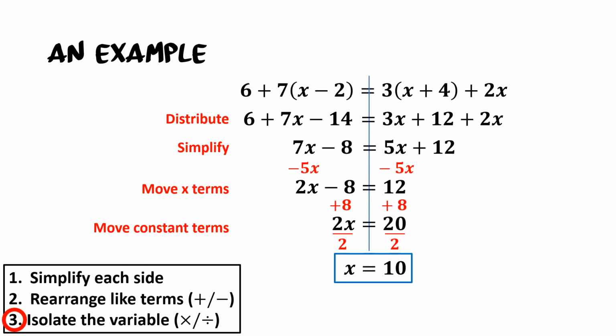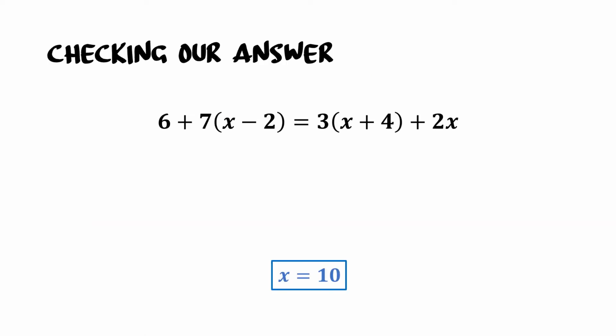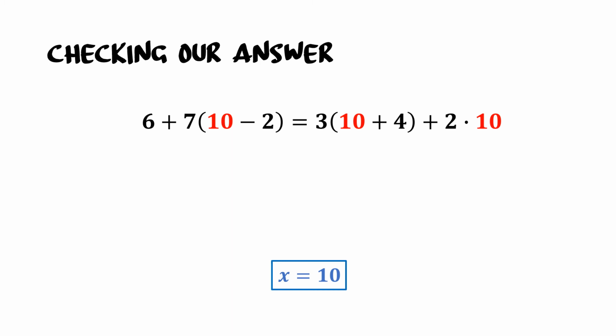This problem had several steps so that I could show you the entire method, but not every problem will use all of these steps. Remember that an equation must always have the same value on both sides. So this means we can check our answer by replacing its value into the original equation. Let's find all the x's in the original equation and replace them with 10. Follow the order of operations here. And if we end up with a true statement, that means we found the right answer.